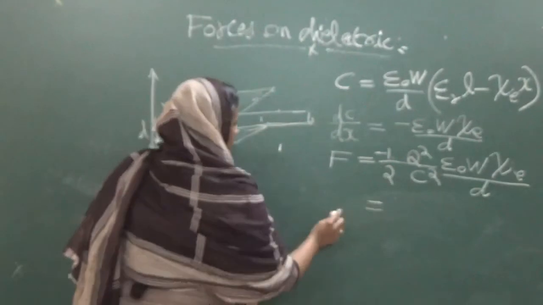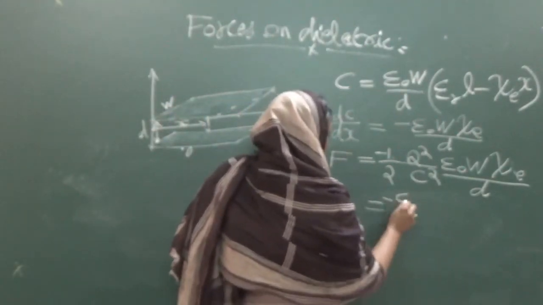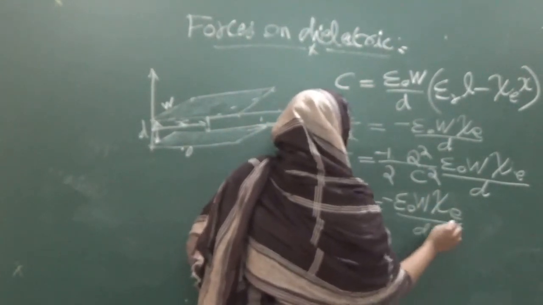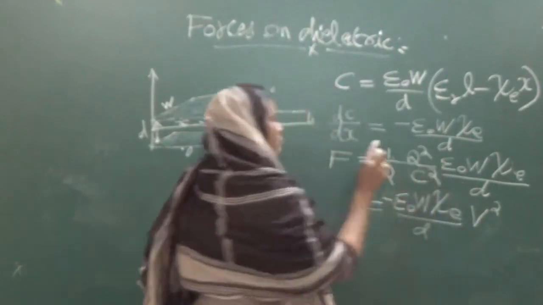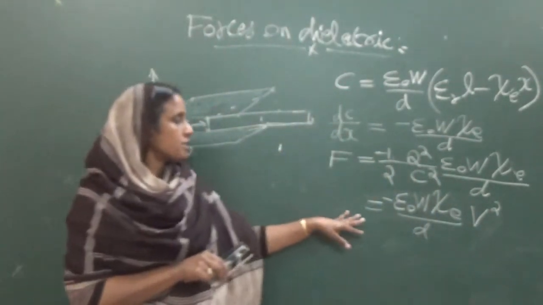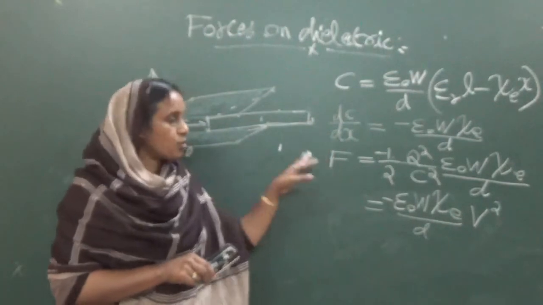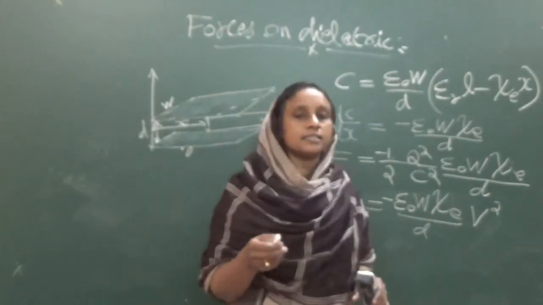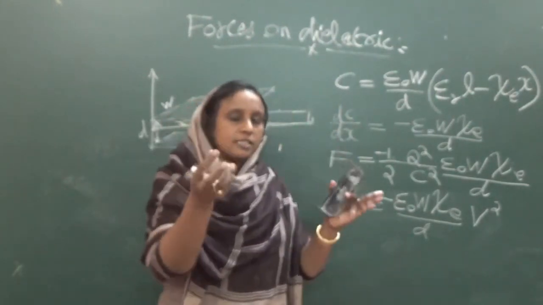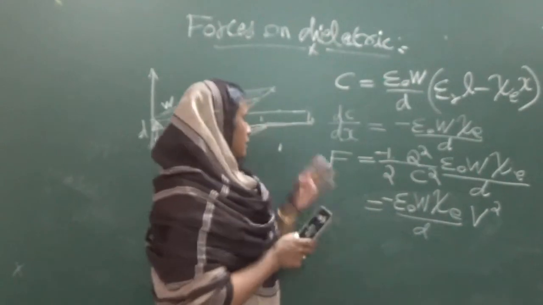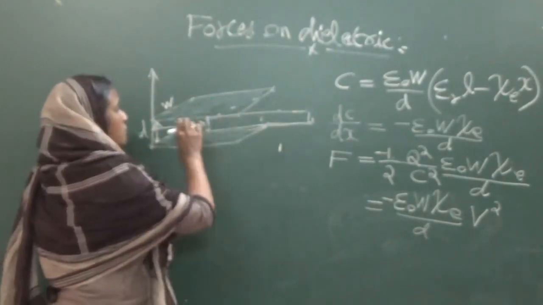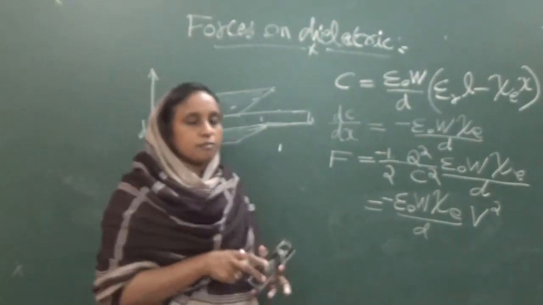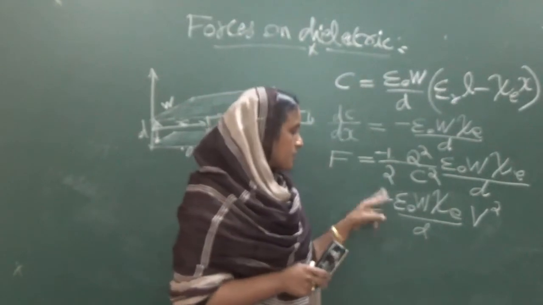You can write this as minus epsilon 0 W chi E by d V square. Okay, Q by C is V, and this is the force acting on the dielectric, such that the force pulls this dielectric into the capacitor. Okay, the force is along the negative x direction. The dielectric is pulled inside the parallel plate capacitor.